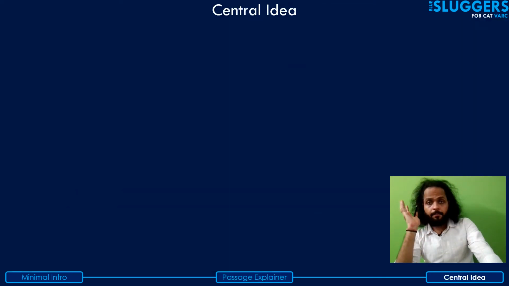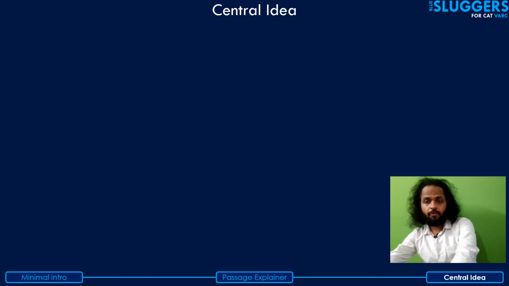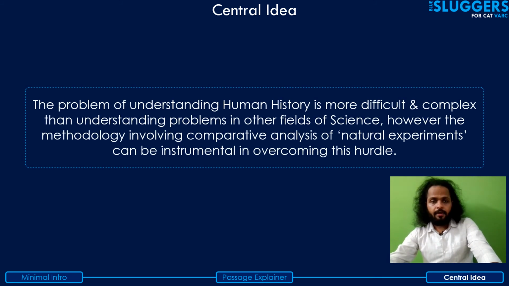Okay, guys. The central idea of the passage can be summed up in the following lines. The problem of understanding human history is more difficult and complex than understanding problems in other fields of science. However, the methodology involving comparative analysis of natural experiments can be instrumental in overcoming this hurdle. So that's your central idea.